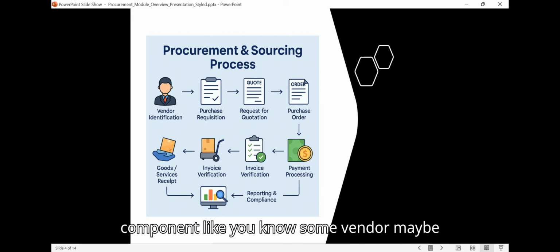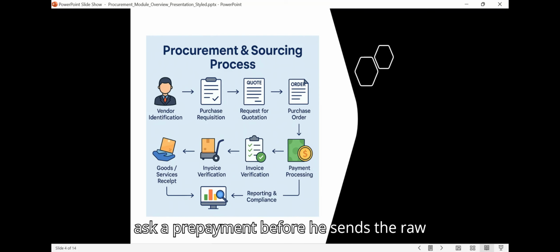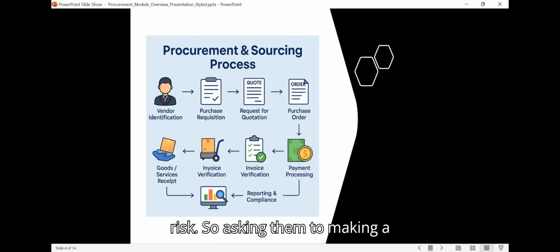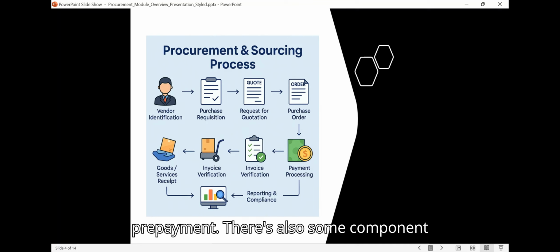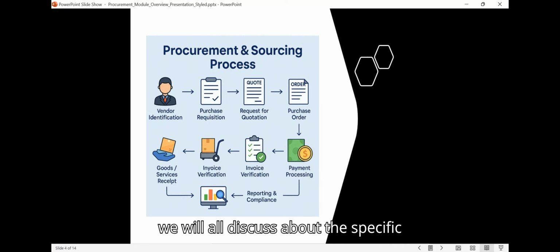There are also other components. Some vendors may ask for a prepayment before they send the raw materials. They'll say you have to make up to 50% advance payment, because it's a huge order and they cannot take all the risk. We will discuss the specific aspects of that prepayment later. There could be a trade agreement, a long-term agreement with the vendor for a specific item at a specific price, right? There could be a pricing agreement with different vendors. If you select the item, the system should understand what price has been agreed with the specific vendor. So that's a specific level of detail.